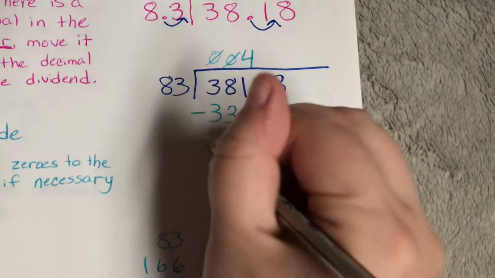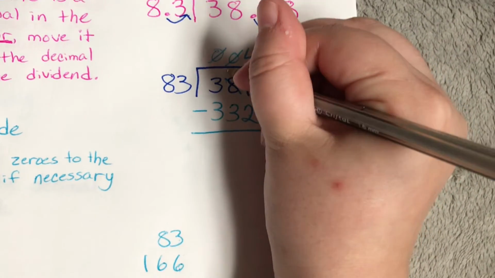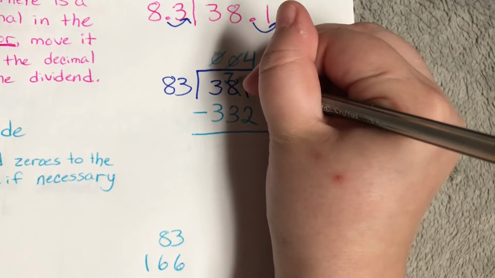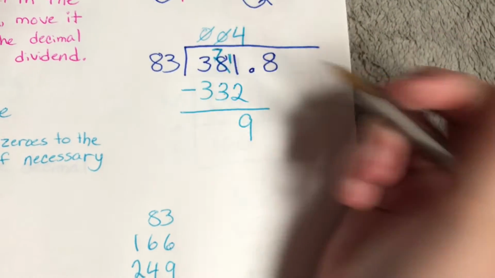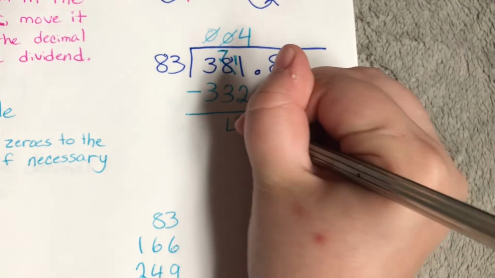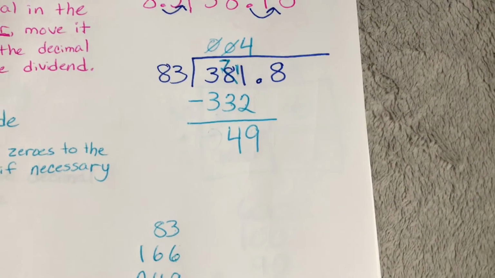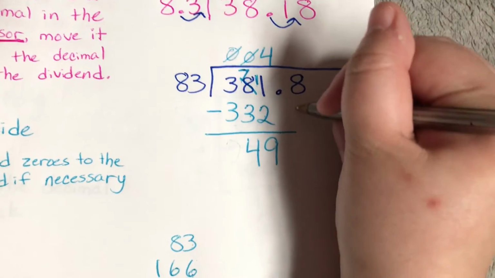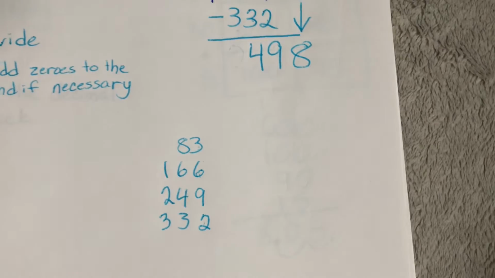332. So we're going to do our subtraction. 1 minus 2 we can't do, so we have to borrow. That becomes a 7. That becomes an 11. It's a 9. 7 minus 3 is 4. 3 minus 3, 0. So we have 49. Next step is to bring our 8 down. So now we have 498.